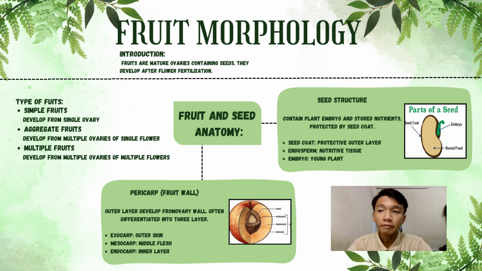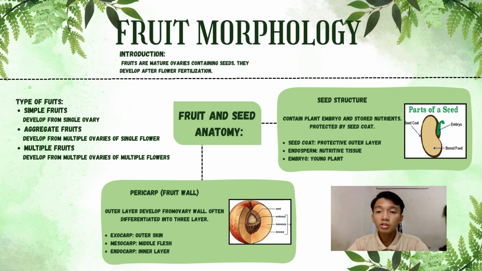Next, I will explain about fruit morphology. Fruits are mature ovaries that contain seeds, and they develop after flower fertilization. There are three types of fruits. First of all is simple fruits, which develop from a single ovary. Next is aggregate fruits, which develop from multiple ovaries of one flower. Last but not least is multiple fruits, which develop from multiple ovaries from many flowers.